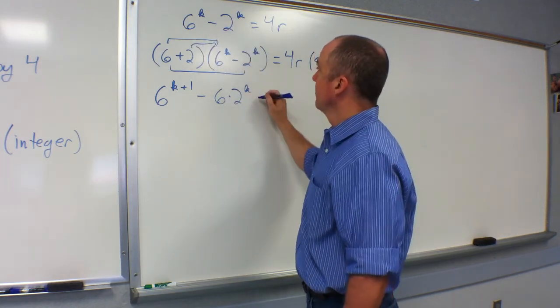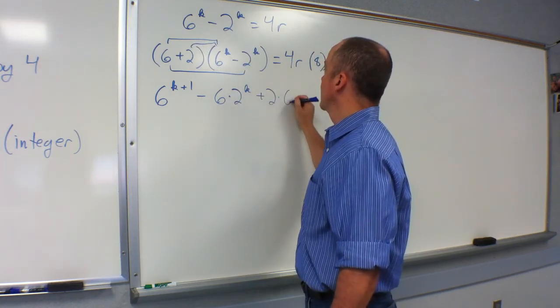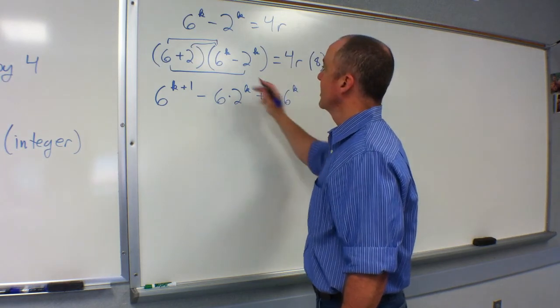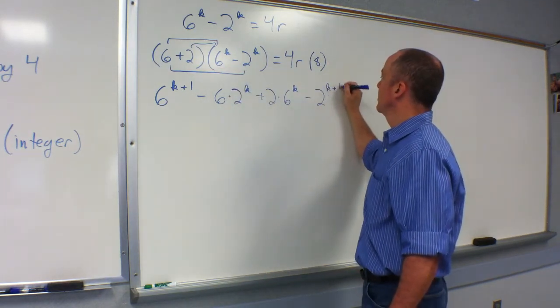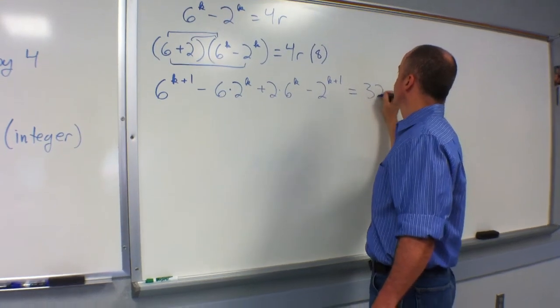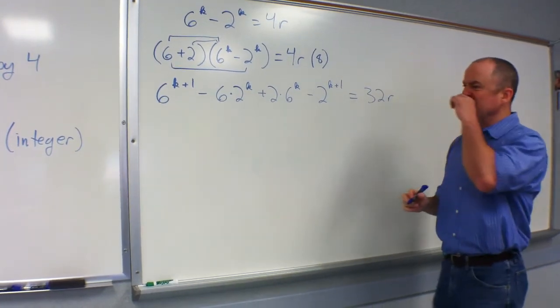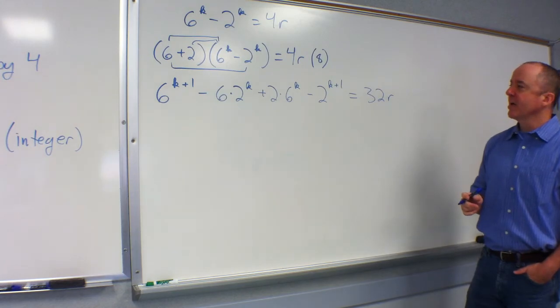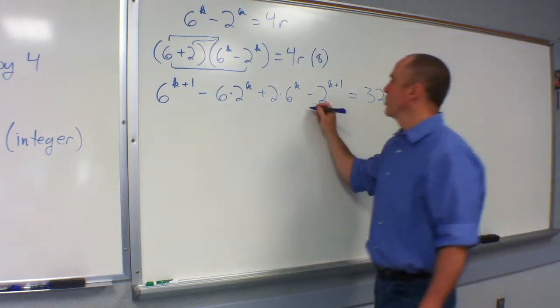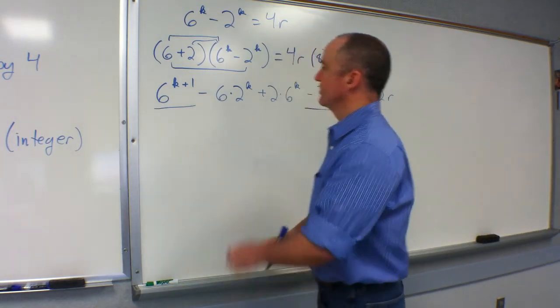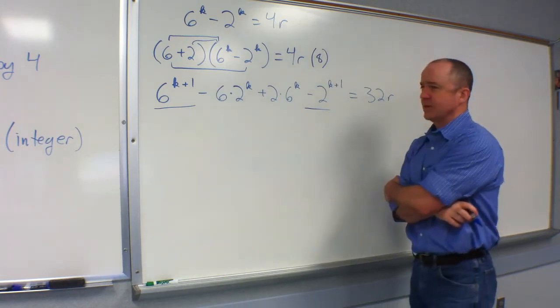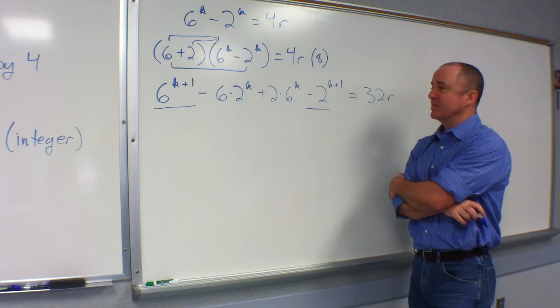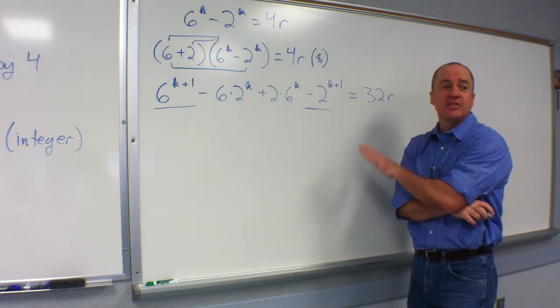My inner will get me plus 2 times 6 to the k. And my last will get me minus 2 to the k plus 1. Then I'll have 32r over here. Now, I've got the two terms I want. I needed 6 to the k plus 1 for my goal, minus 2 to the k plus 1. I've got those, but I've also got some extra things that cannot be on this side of the equation.